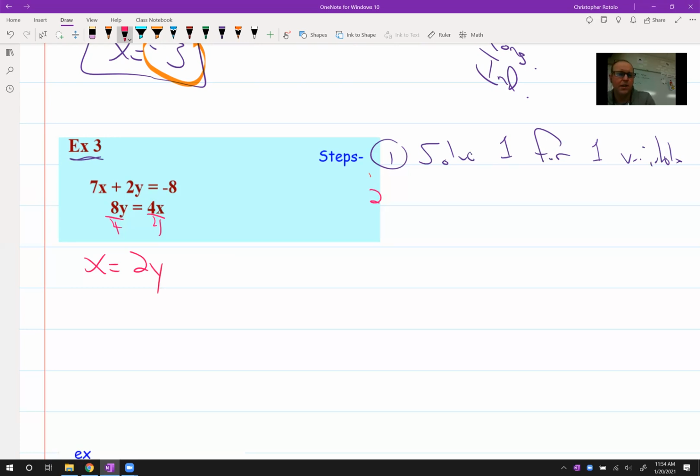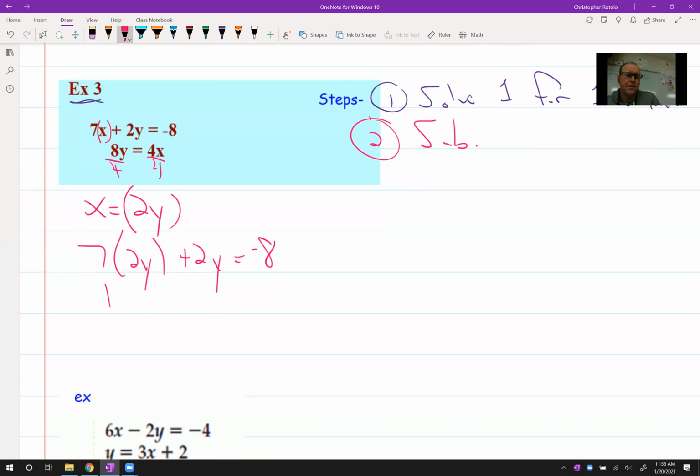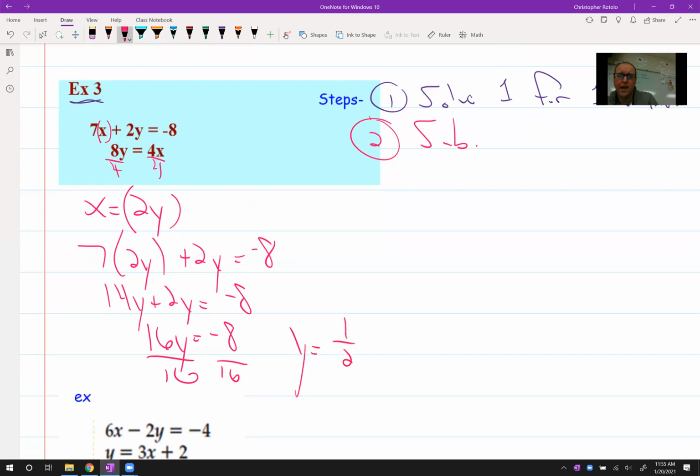So step number 2, after we did that, is to substitute. So I need to take x is 2y. So where am I going to put this? X right here is going to be replaced with 2y. So I'm going to put 2y in for that x. Here we go. 7 times 2y plus 2y equals negative 8. All right, so this is 14y plus another 2y equals negative 8. So it's 16y equals negative 8. And we're going to divide by 16. Y equals, remember, I don't have a choice here. This is 1/2, and it's negative. There we go. So y is negative 1/2.